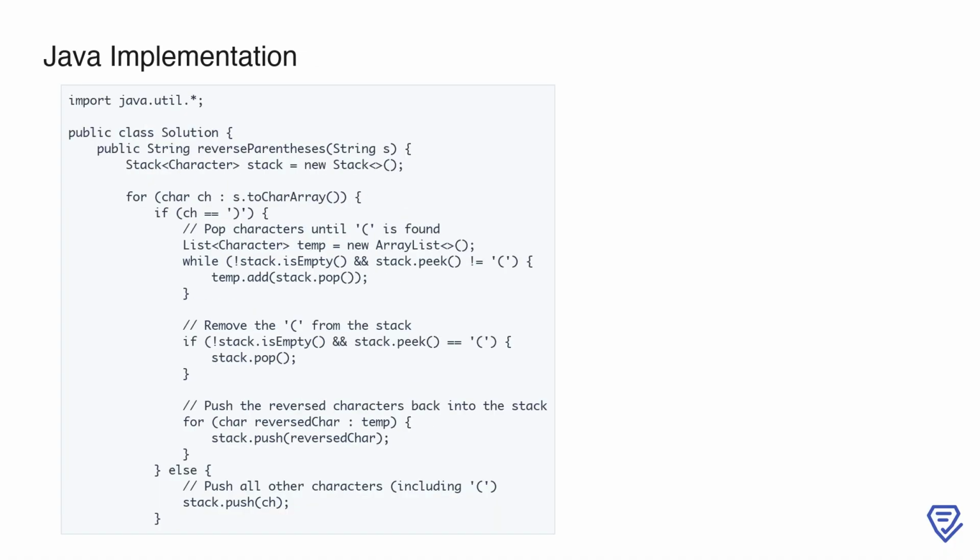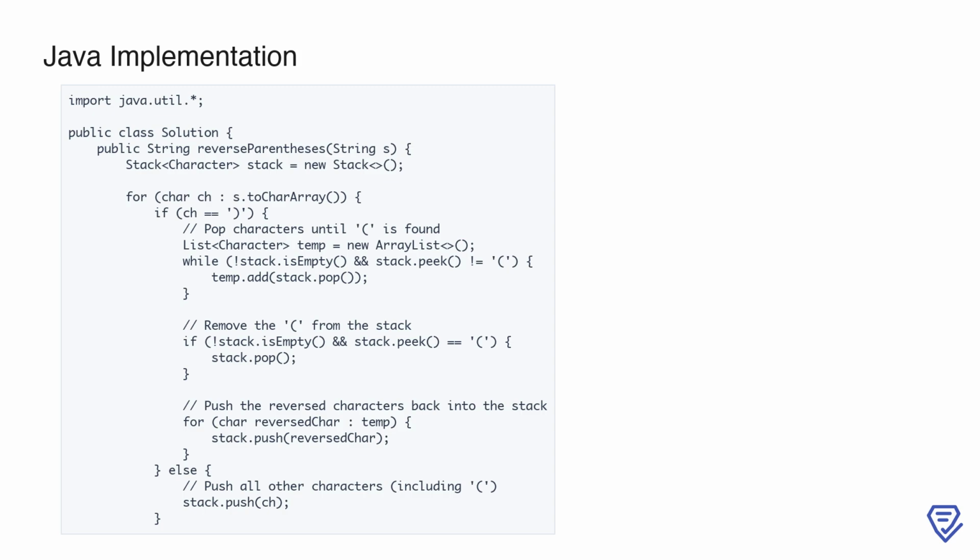Here, we start by importing the necessary utility classes and defining our solution class and method. The method reverse parentheses takes a string s as input. We initialize a stack of characters, which will be used to process the string. Then, we iterate through each character in s using a for each loop.